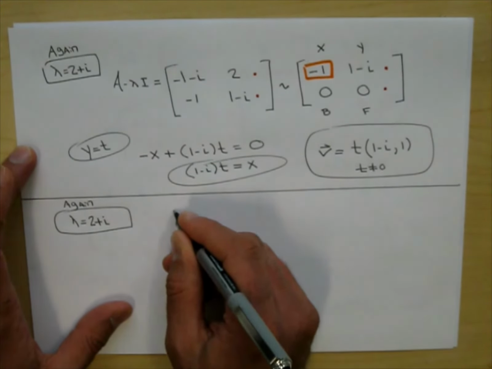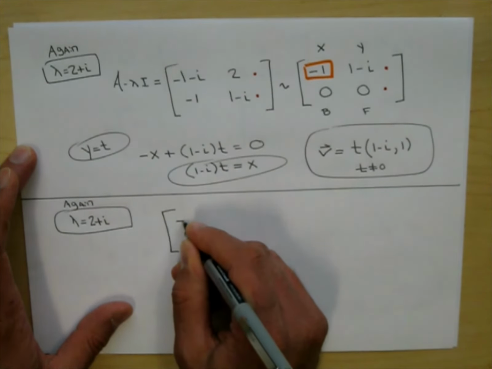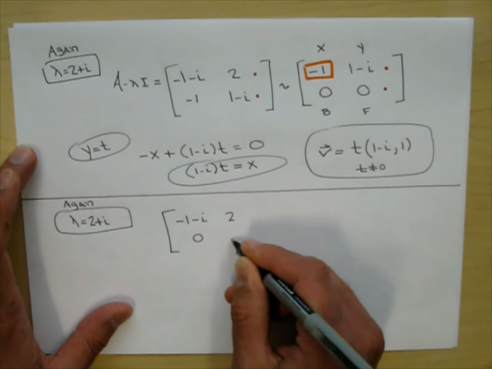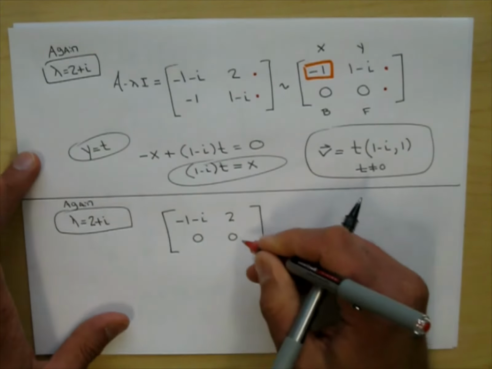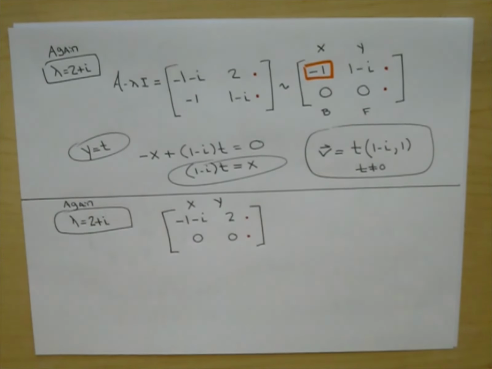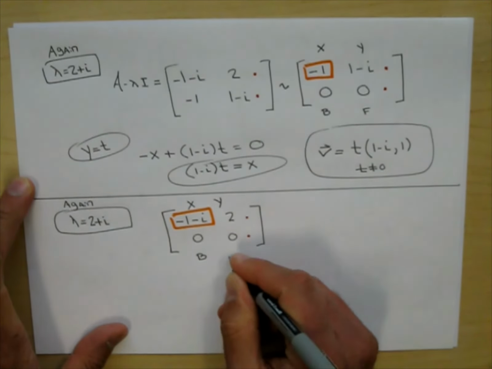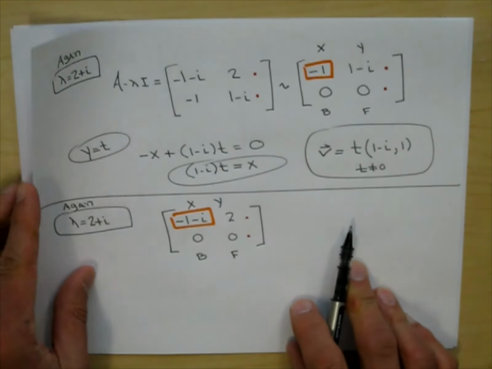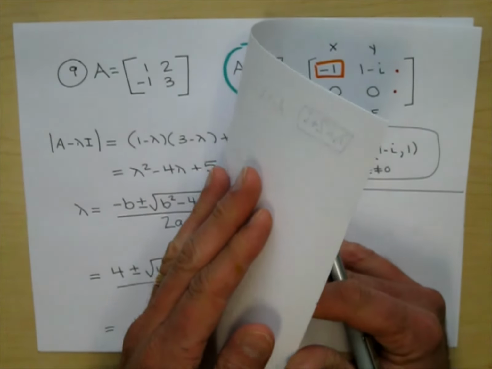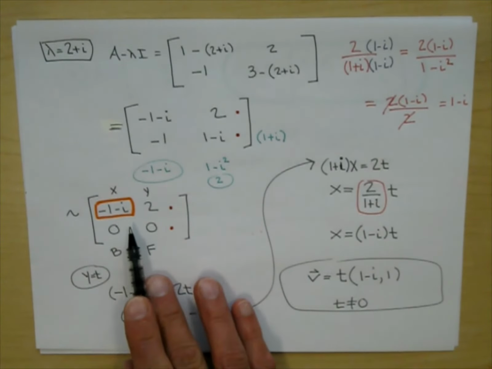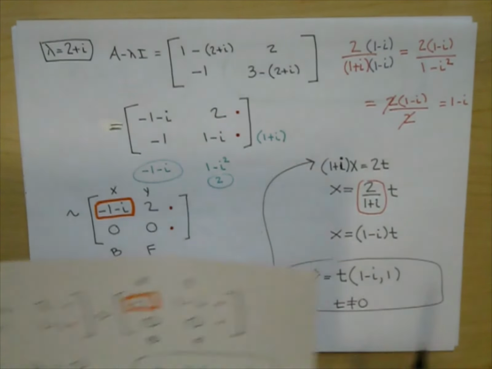And this time what I want to look at is when we went like this: minus 1 minus i, and then we had 2, and then we had 0, 0, and we were trying to find the null space. Here was x, and here was y, and I boxed this, and this was bound, free. And then remember I said y is t, so this is what happened over here. So I almost have the same setup. I said y is t, and then I went that way.